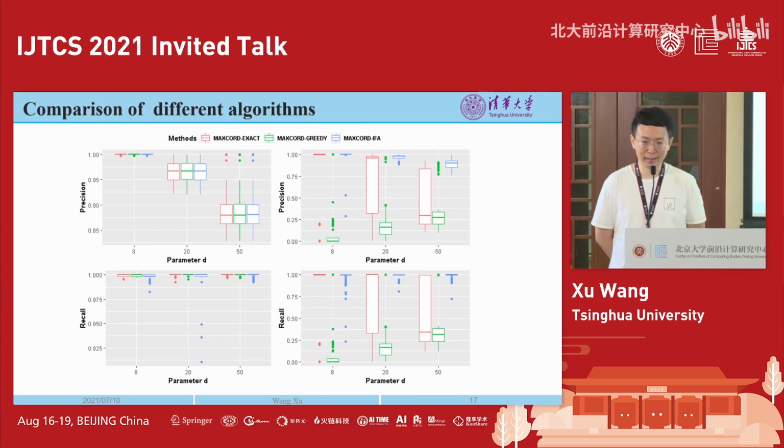So for the 2 indicators, it can be said that the green algorithm, which represents MaxClique-greedy, is the worst. The blue part, which represents MaxClique-RFA, is well robust to the parameter d. MaxClique-RFA is the best algorithm for dealing with honest block identification.